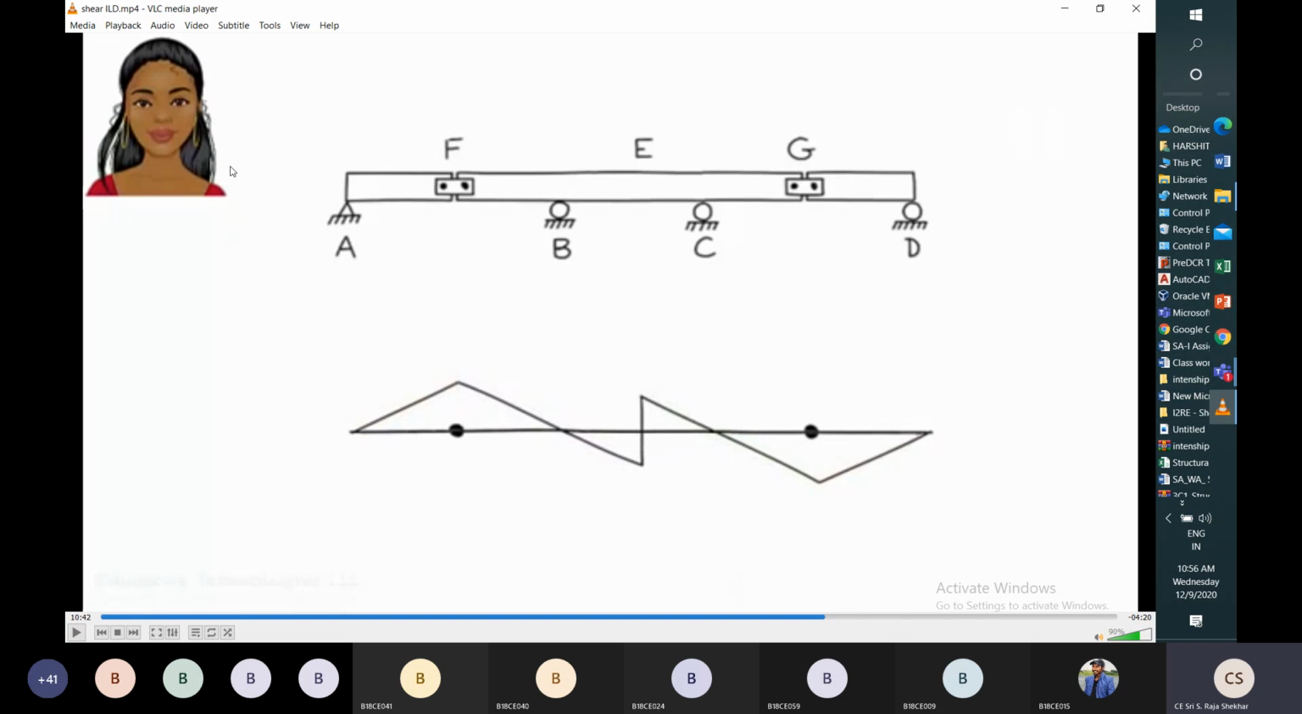So how to calculate this ordinate? Z by L. How to calculate this ordinate? L minus Z by L. The remaining values we can calculate from similar triangles. These ordinates, and the maximum ordinates, can be calculated by using similar triangles.